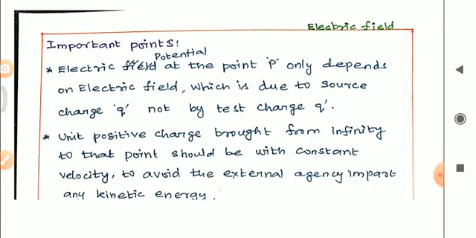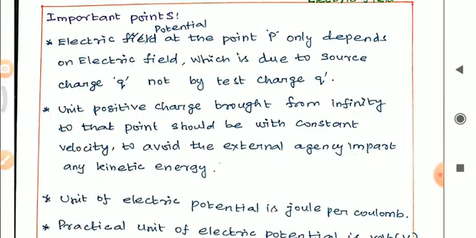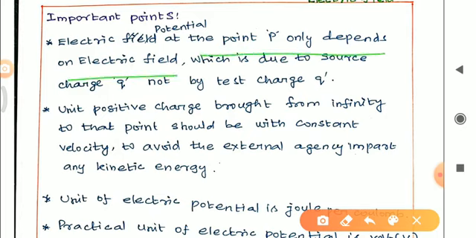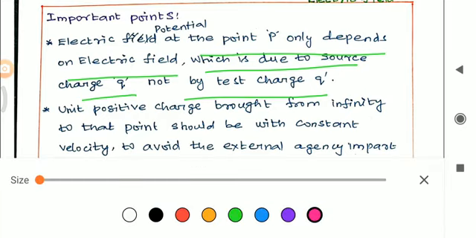Then what are the important points we have to note here? In this topic, electric potential, we have to remember the electric potential at the point P only depends upon the electric field which is due to the source charge, not by the test charge. So electric potential will be defined by the electric field. That electric field is produced by the source charge, not by the test charge. That is the first point. Are you clear?